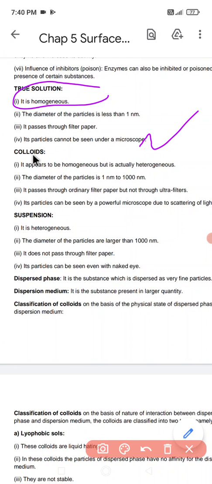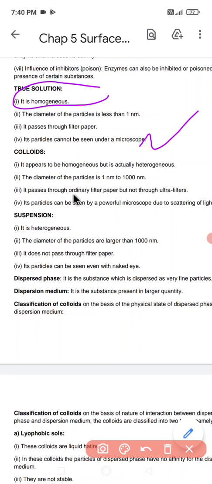Next we are discussing colloids. Although it appears homogeneous, it is actually heterogeneous in nature. The first characteristic property: when you look at a colloidal solution, it appears to be homogeneous, but is actually heterogeneous in nature. The diameter of the particle ranges from 1 nanometer to 1000 nanometer. That is the size of the particles.